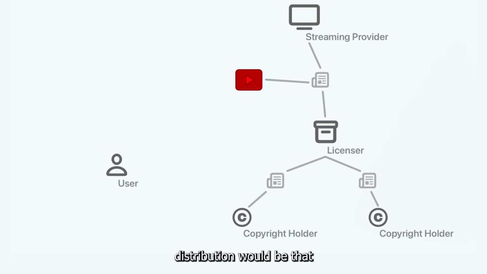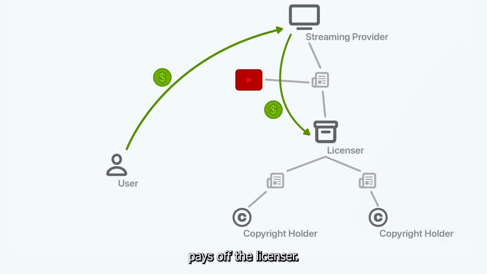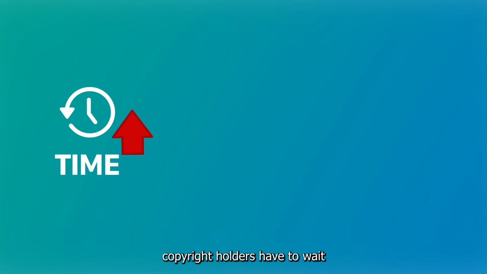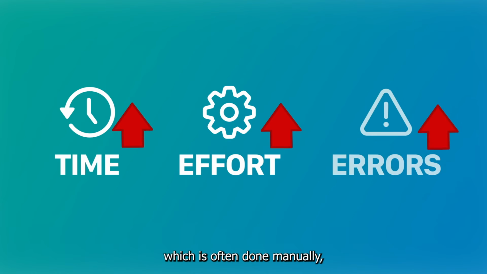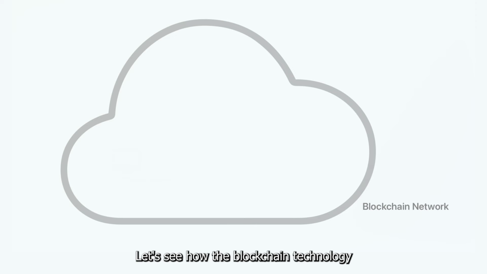The usual way of distribution would be that the streaming platform gets the money from the user. At an interval specified in the contract, the streaming platform pays off the licensor. The licensor then pays off the copyright holders in the same way. This means that the copyright holders have to wait for the revenue for a long time. Every participant has to put a lot of effort into the controlling and accounting, which is often done manually, a process that is error-prone. Let's see how the blockchain technology can optimize the whole accounting process.